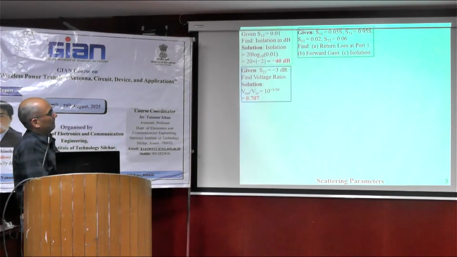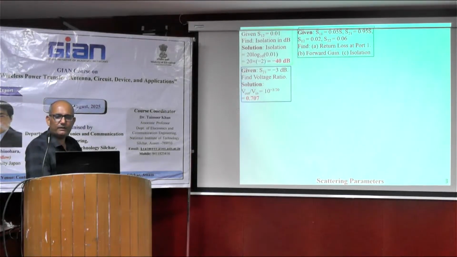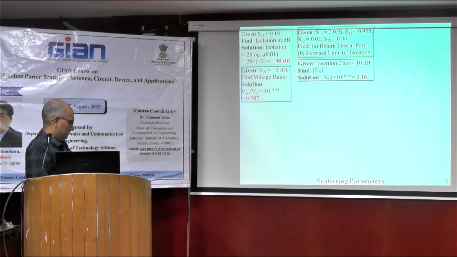Then S11 equal to 0.05, S21 equal to 0.95. This S is not there, it is a typo. S11 equal to 0.05, S21 equal to 0.95, S12 equal to 0.2, S22 equal to 0.2. Magnitude means that the phase part is not given. Then you can find out the return loss at port 1, forward gain and incidence, that will be in this way.